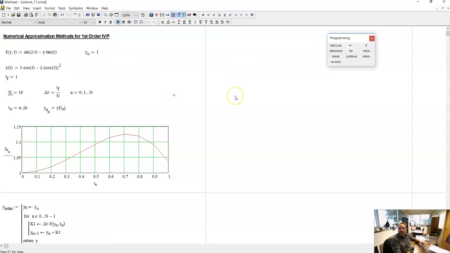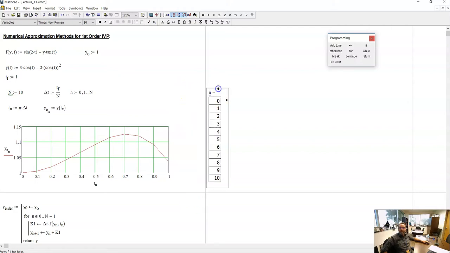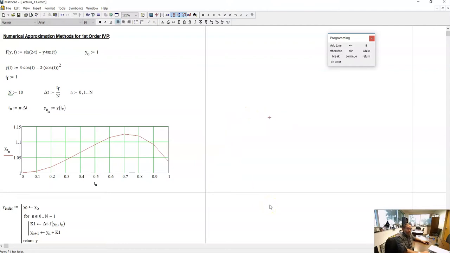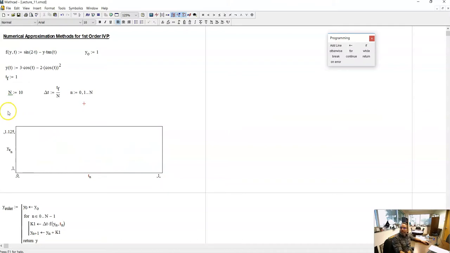So if I query the value of n, all I get is this collection, a range of numbers from 0 to 10. Okay, this is called a range variable. So now n doesn't have a single value, it has a range of values. It's not a vector, it's a range variable. I am going to define t as a vector, however, and y_e as a vector. And the way this works is as follows.